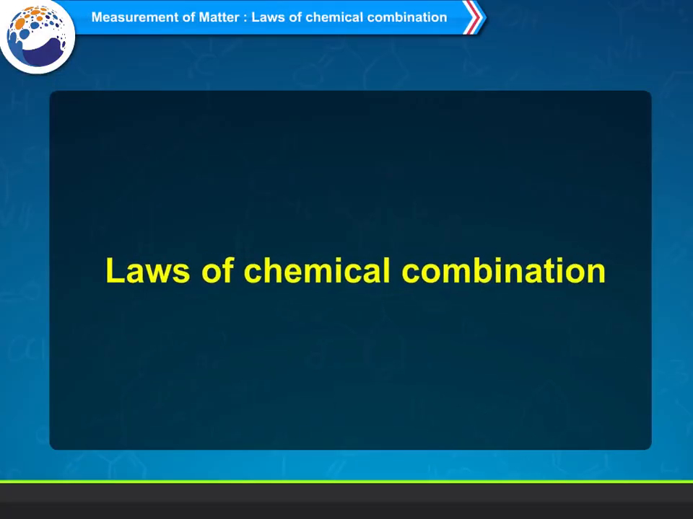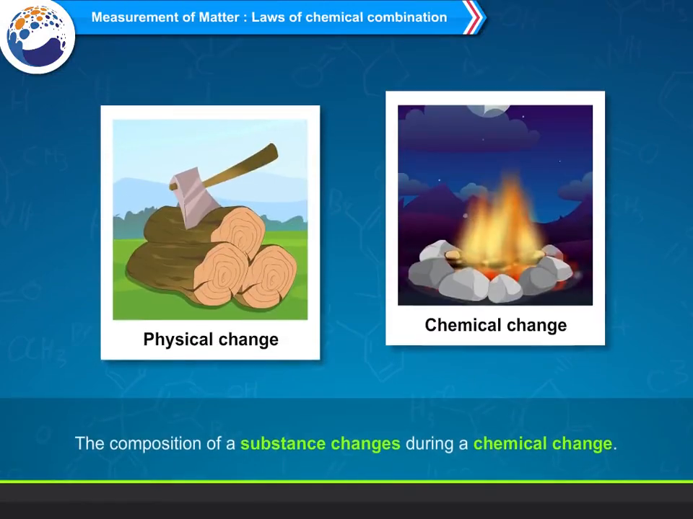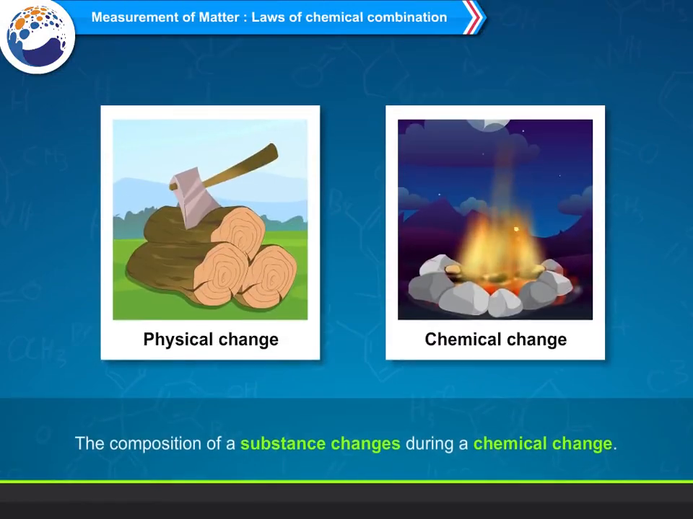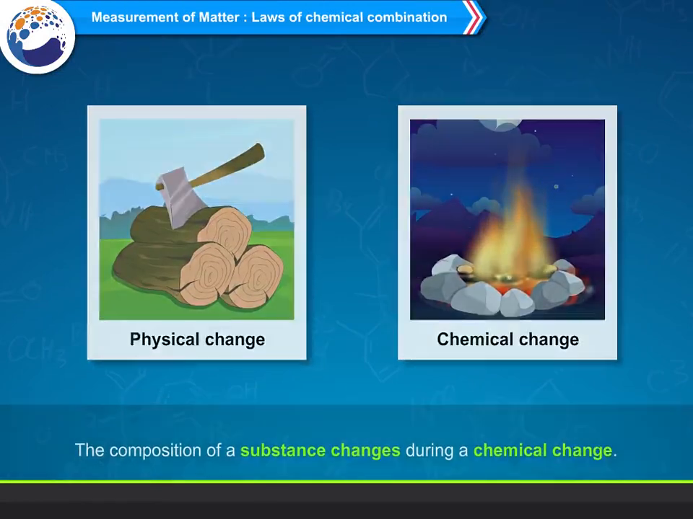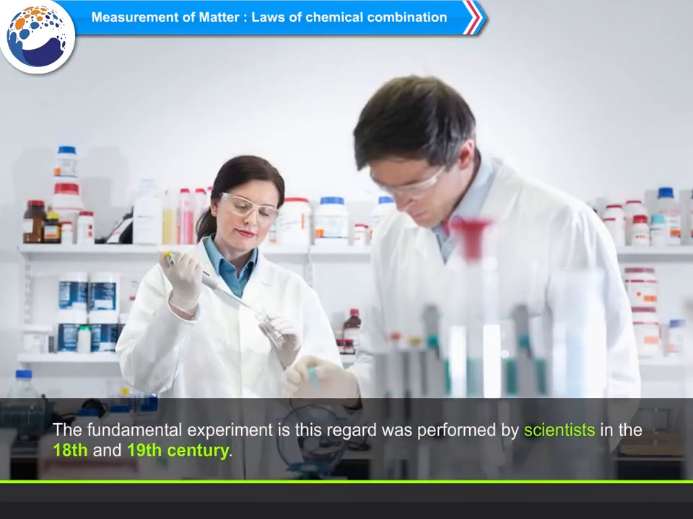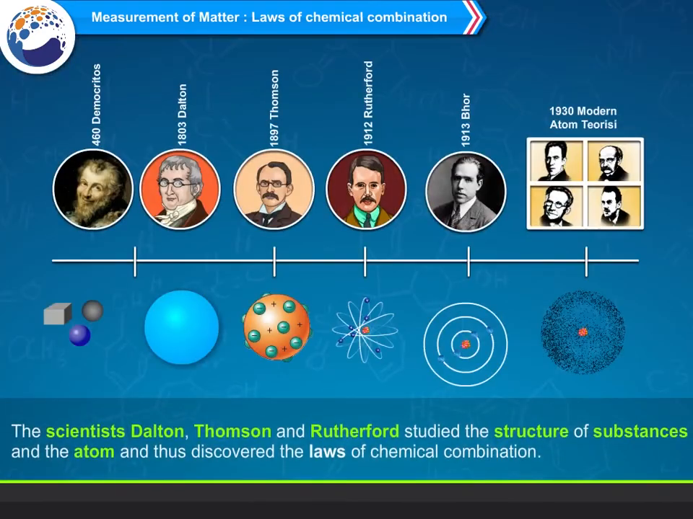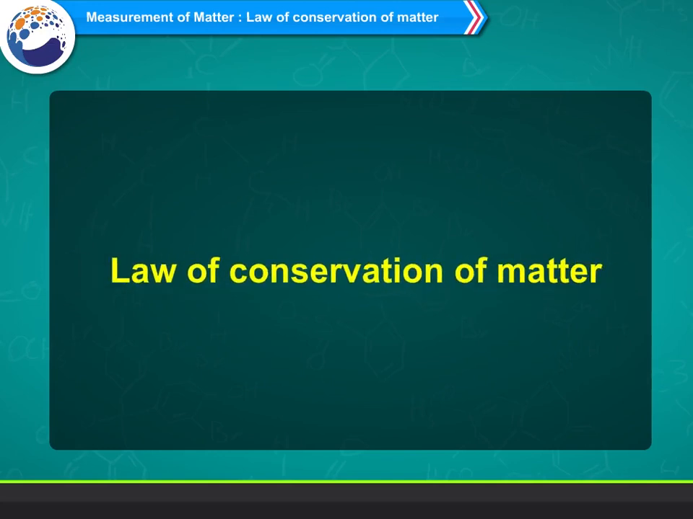Laws of chemical combination. The composition of a substance changes during a chemical change. The fundamental experiment in this regard was performed by scientists in the 18th and 19th century. The scientists Dalton, Thomson, and Rutherford studied the structure of substances and the atom, and thus discovered the laws of chemical combination. Law of conservation of matter.